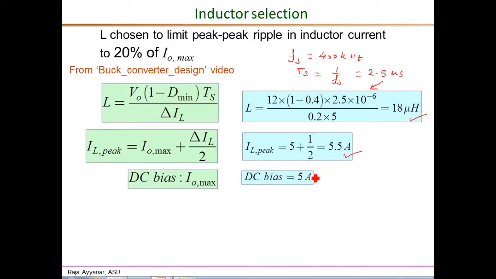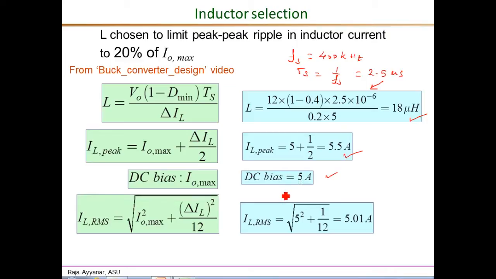The DC bias is simply the load current for a buck converter's inductor, and therefore the DC bias is 5 amperes. And finally, the RMS value of the inductor current is given by this expression: a significant component based on the load current and another small component based on the peak-to-peak ripple.